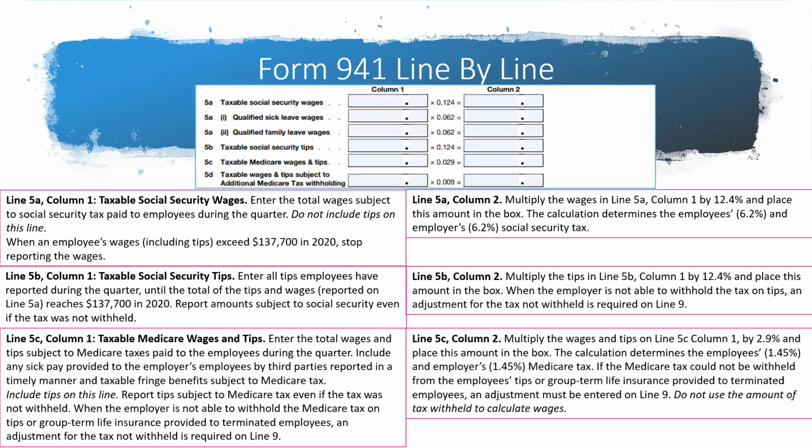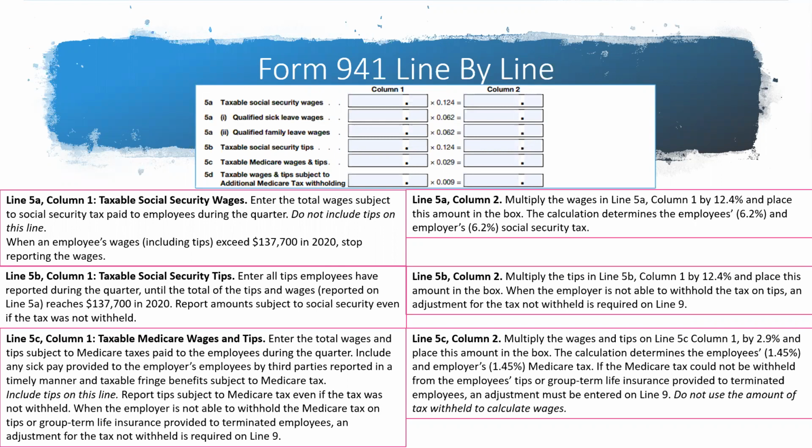The 941 got a lot longer during 2020. Thank you, COVID. The Form 941 did not used to have lines 5A I and 5A II on it, but it now does. So those lines have to do with qualified sick leave wages that are eligible for FFCRA credits.